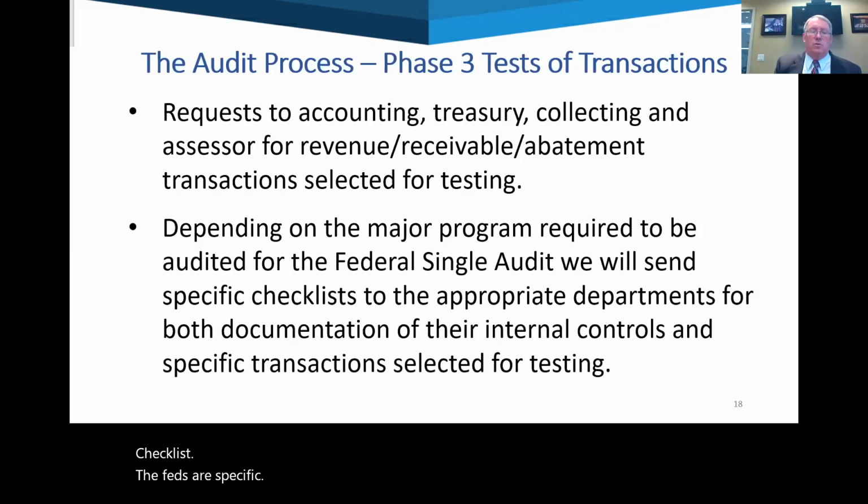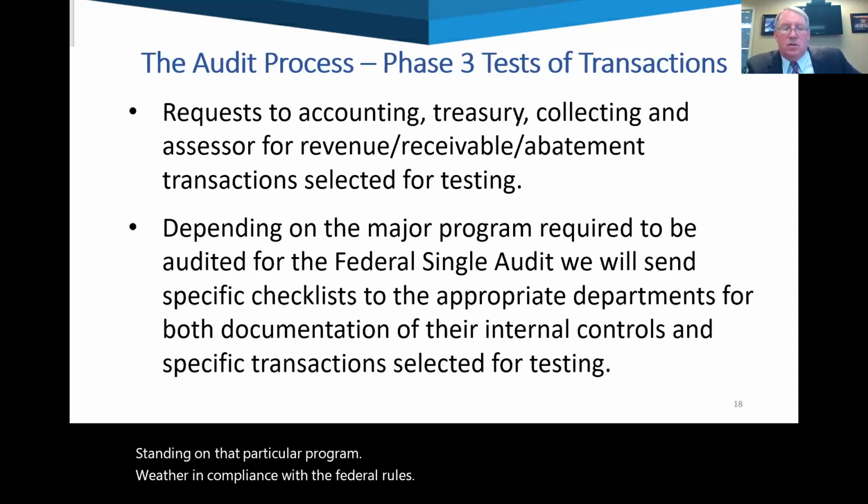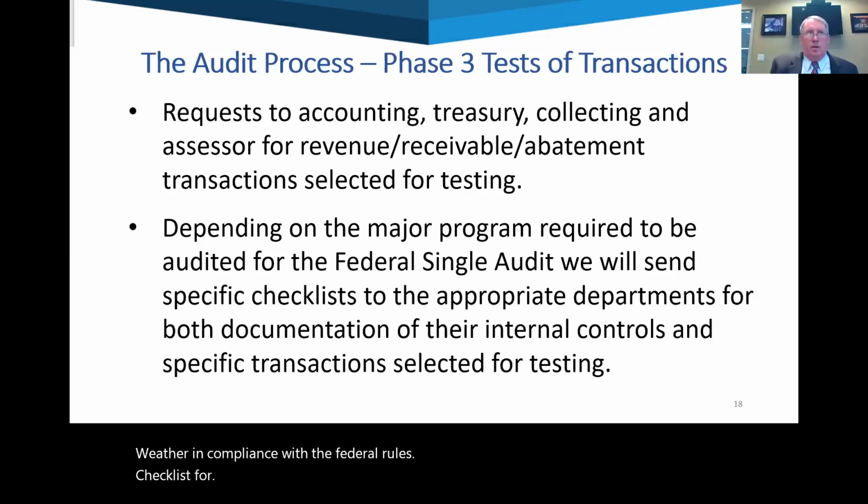And again, just like we do for the financial statement audit, we have to document our understanding of that particular program and how that's running, and whether or not they're in compliance with the federal rules. Okay, and so there's another series of checklists for this. The single audit is in effect an audit within an audit. So we audit the financial statements, but the federal single audit requires us to audit that as if it's standing alone. And so a lot of things that we did up front for you, we have to do that to each one of the departments.